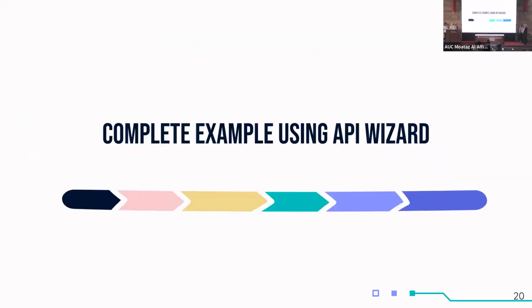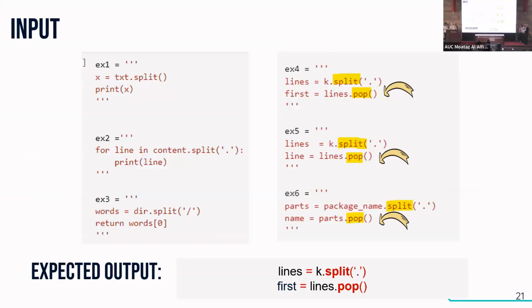So I'll now walk you through a complete example to illustrate how API Wizard would work. So first, given 6 code snippets as input, let's assume that the user wants an example of the API split. So as we can see in this example, both APIs split and pop appear together in 3 of the 6 examples. So we'd expect that they both appear in the final example.